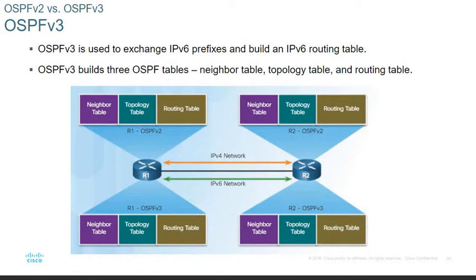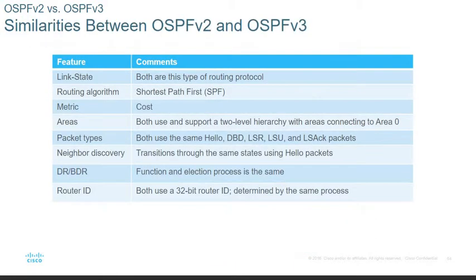OSPFv2 versus OSPFv3. OSPFv3 is used to exchange IPv6 prefixes and build an IPv6 routing table. OSPFv3 builds three OSPF tables: neighbor table, topology table, and routing table.